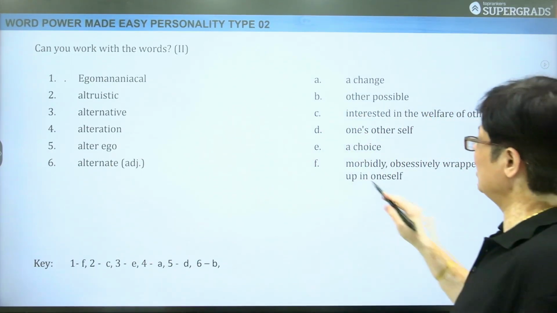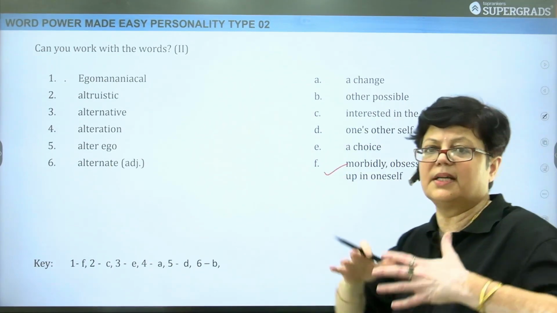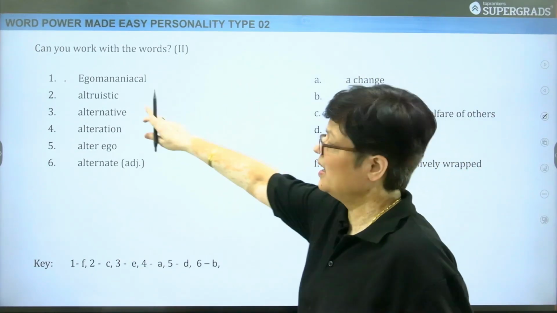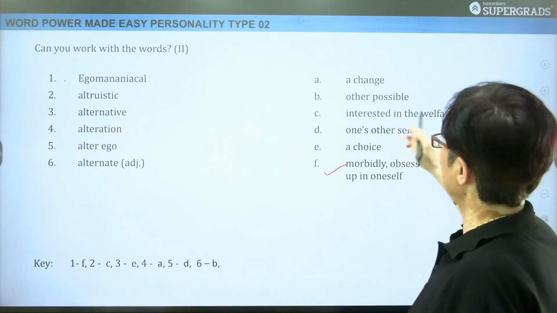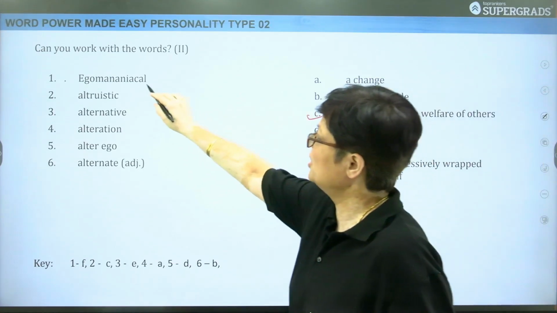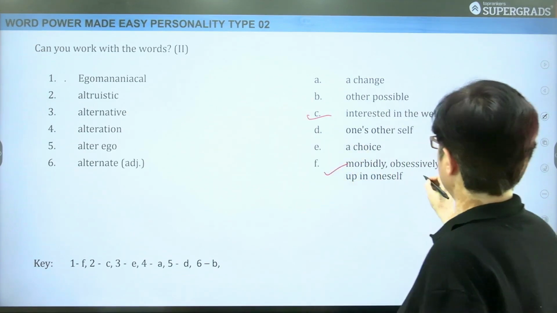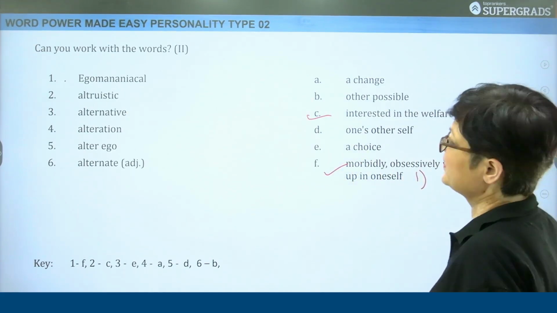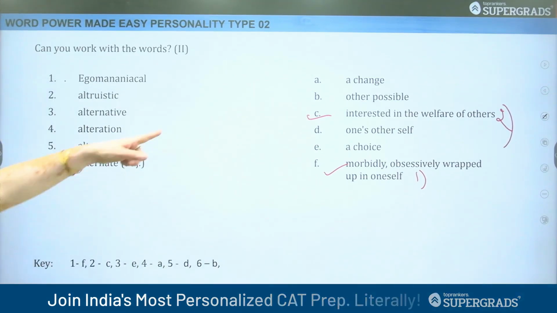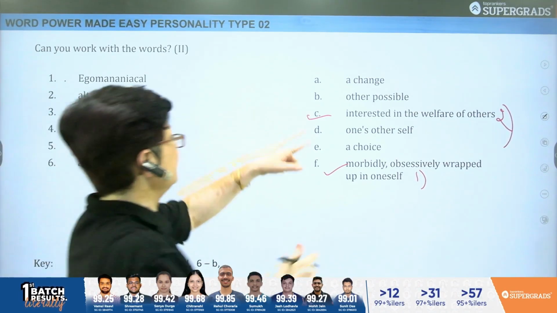Egomaniacal. Egomaniacal is a person who is morbidly, obsessively wrapped up in himself. He just thinks about himself. Altruistic is a person who helps others. So he is interested in the welfare of others. So your altruistic is number two. And egomaniacal here is number one with F. Then comes your alternative. Alternative is other possible. Three.